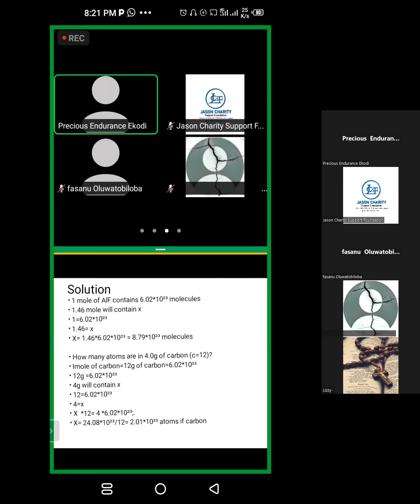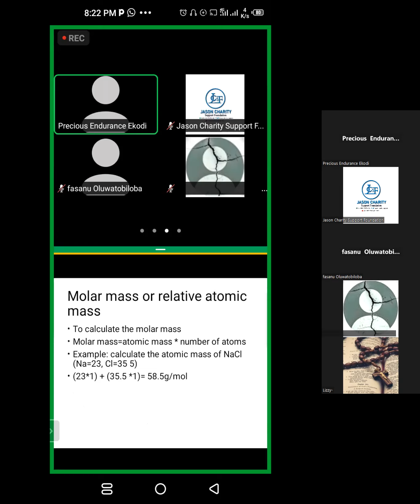Now, in the case where you have a larger compound, say a compound that has different elements, how do we solve for this? To solve with mass, or as we said, relative atomic mass, for you to be able to calculate the molar mass or relative atomic mass, you have the formula: molar mass equals atomic mass times number of atoms.